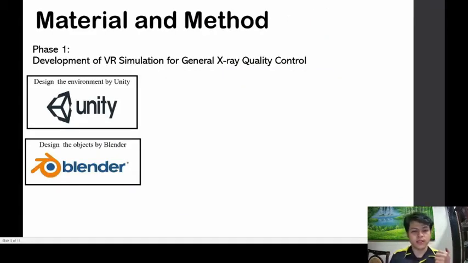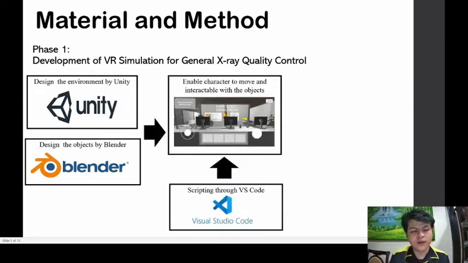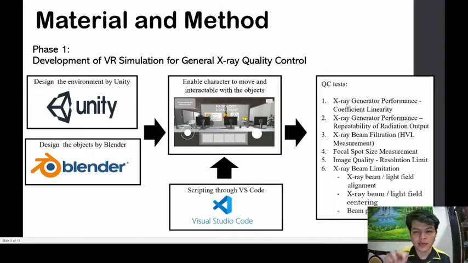The materials we use are Unity 3D, where we create the 3D scenery; Blender, where we create the 3D objects; and Visual Studio Code, where we insert the coding. This is a preview of our game, where the character is movable and can interact with the objects.